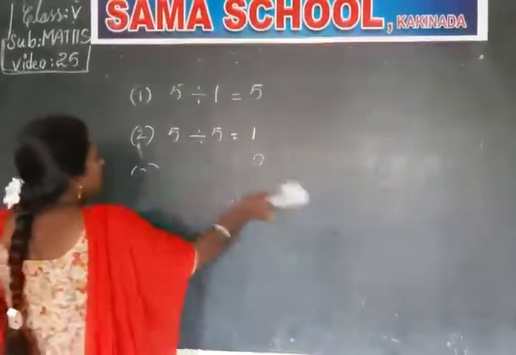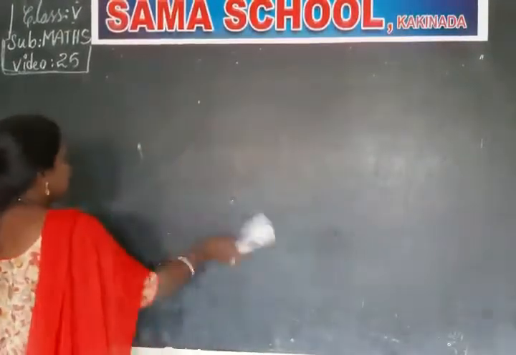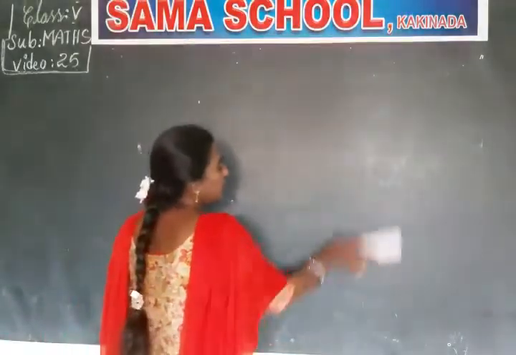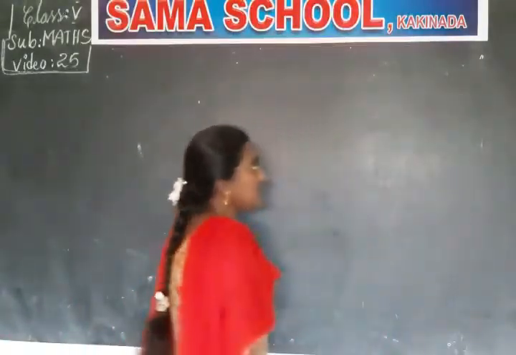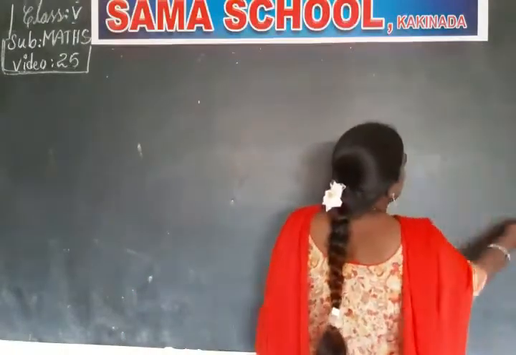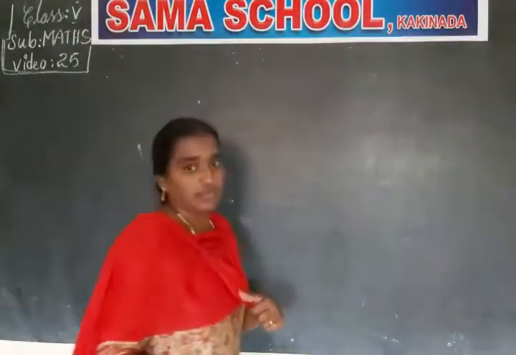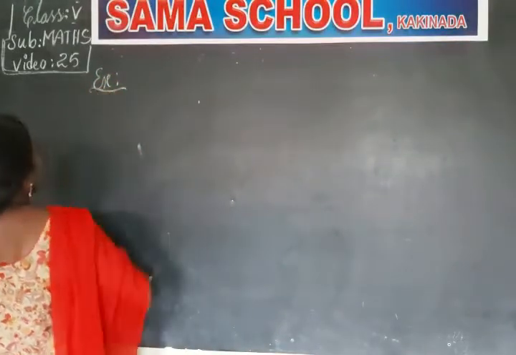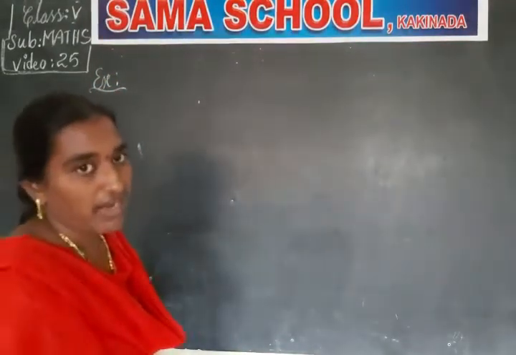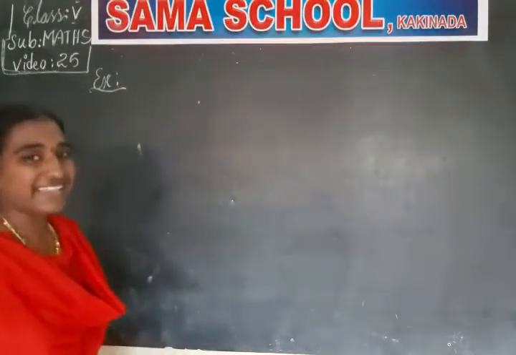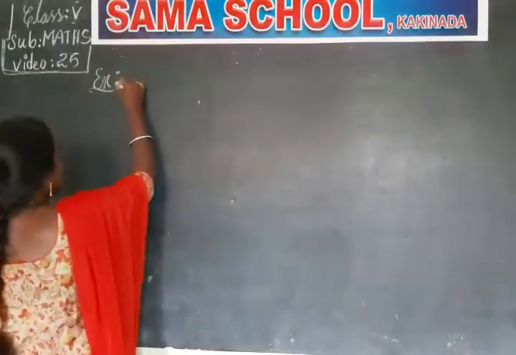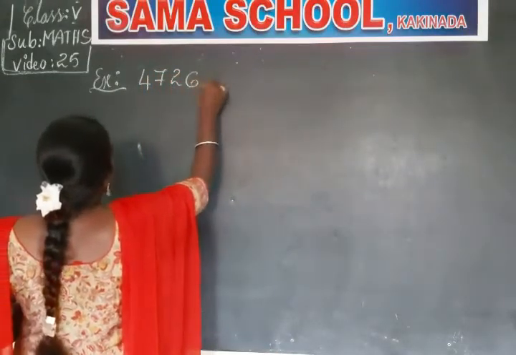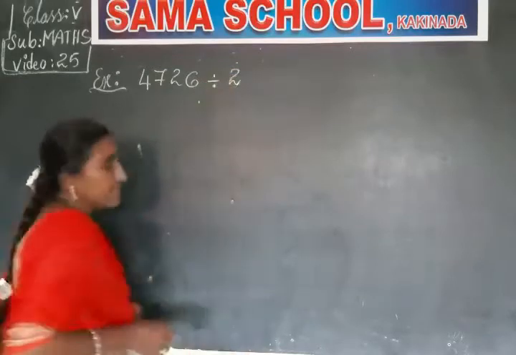Okay, children? Let us come to the sums: how to do the divisions. Many of you get confused with divisions and multiplications. But if you learn in the correct way, you will not be confused at all. Here I will explain how to divide a 4-digit number by a single-digit number. In this class, we will discuss that.